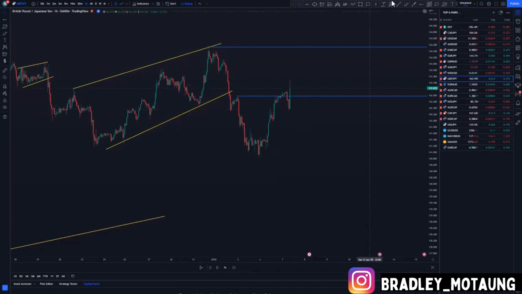Okay, seems like we are pushing back to the upside. So I'll just put a ray line like this, and then put another one at the top. So we have an ascending channel. We broke this double top area. So we are looking for some type of retracement and then we sell. So let's just do that.